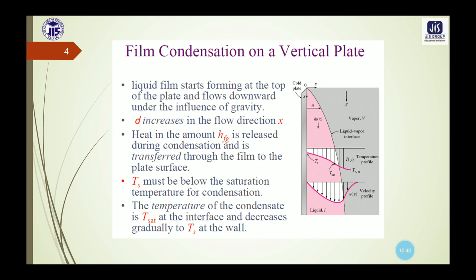Now let us discuss the film condensation on a vertical plate. In this diagram, on the right hand side, we can see that the thickness of the film condensation grows. So the liquid film starts forming at the top of the plate and flows downward under the influence of gravity. So the thickness δ increases in the flow direction x.